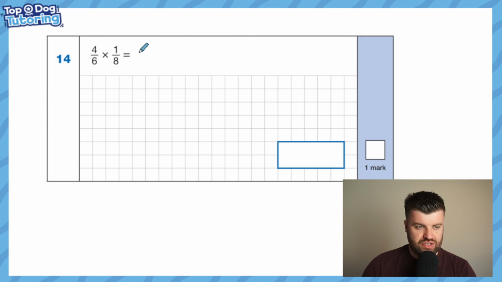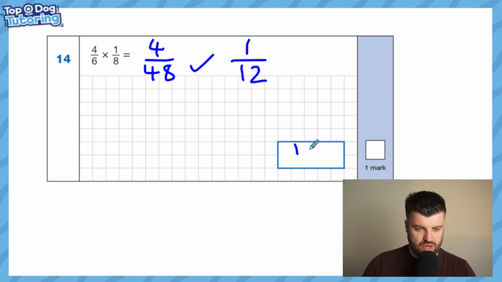When we're multiplying fractions, it's very simple. We just multiply the numerators together and we get 4, and we multiply the denominators together. 6 times 8 is 48. 4 out of 48 would get you a mark. Done. You could simplify because 4 is a common factor of both. Divide the numerator by 4, we get 1. Divide the denominator by 4, we get 12. So 1/12 would also get us a mark, but so would 4/48 because that is correct at the end of the day. So you'd still get a mark for that one.